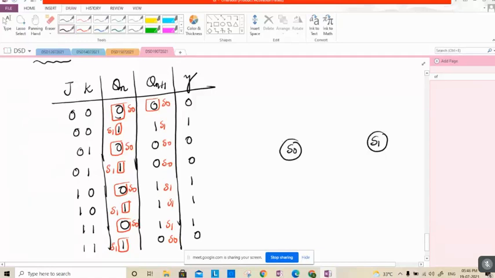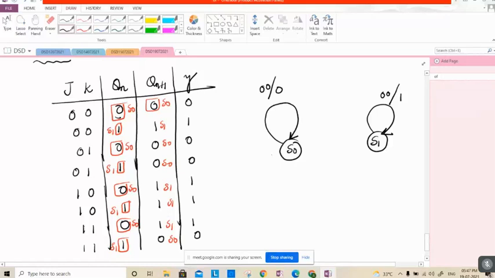Right. Initially at S naught, if 0, 0 is the input, what is the next state? S naught. What is the output? 0. Right. Okay. Now the next condition. So I'm located at S1. If 0, 0 is my input, what is the next state? S1. Right. Next state is the same S1 with output as 1.